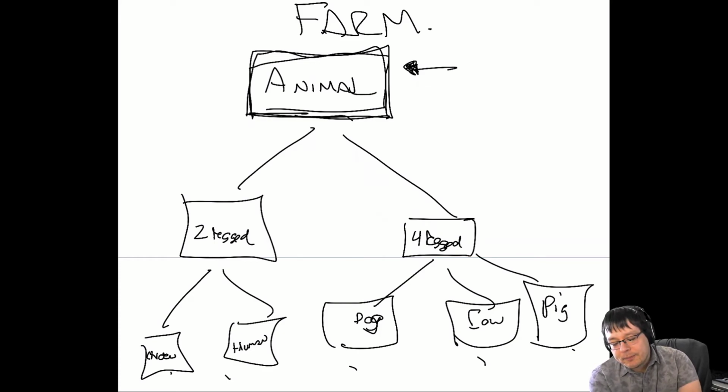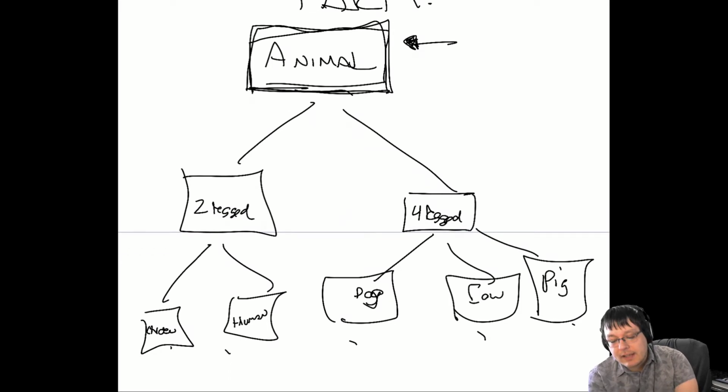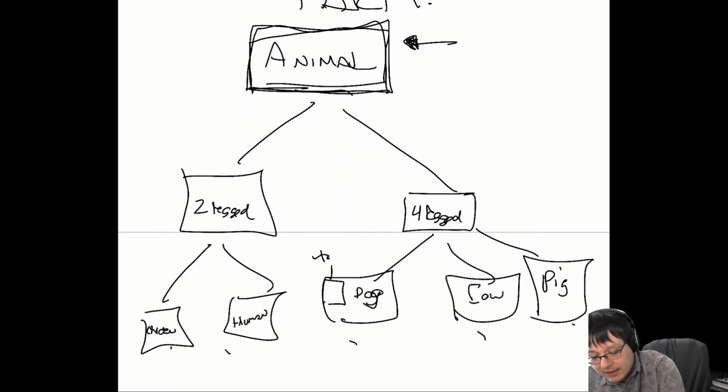But yeah, so here you can see that it makes sense to have this sort of hierarchy. You know, a two-legged animal is an animal, a four-legged animal is an animal. But we can also have aggregation in here and say that a dog has perhaps a class called dog tag, or just tag, I guess, a little tag.